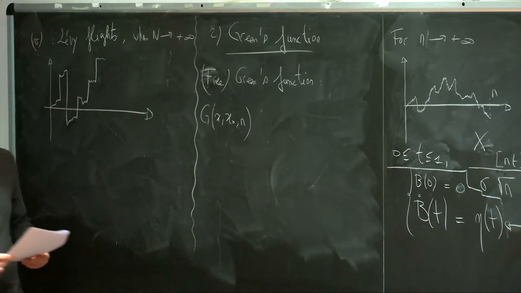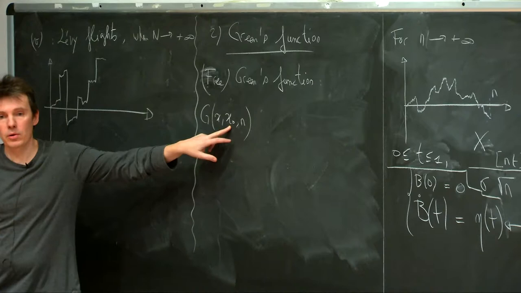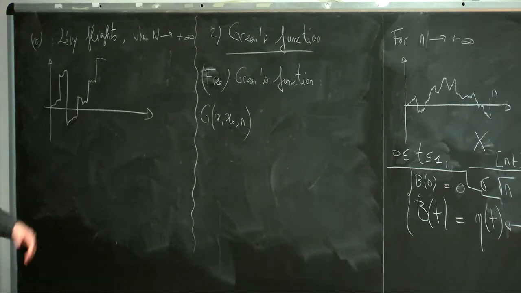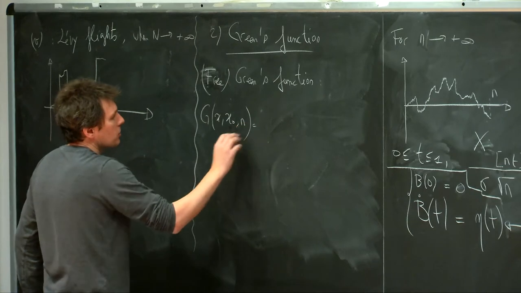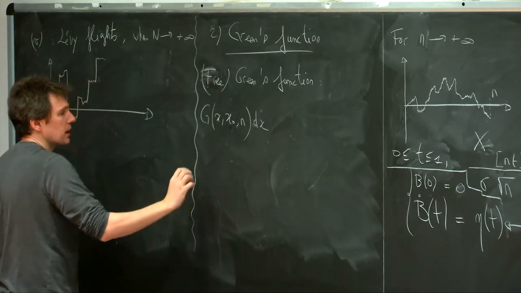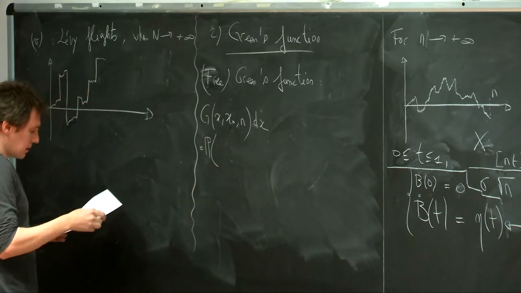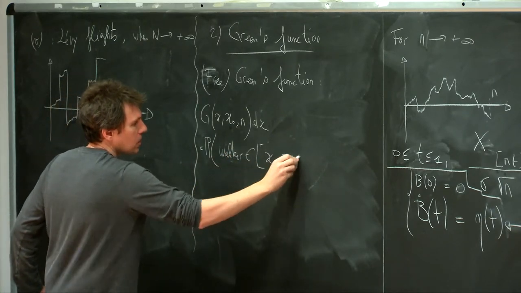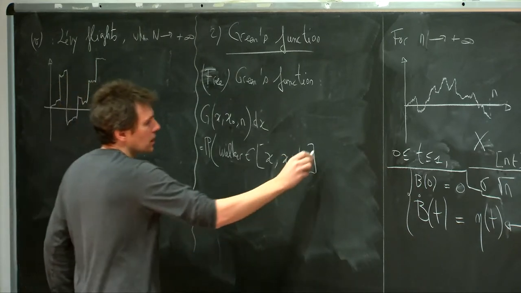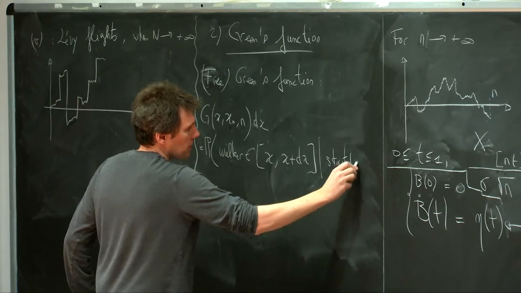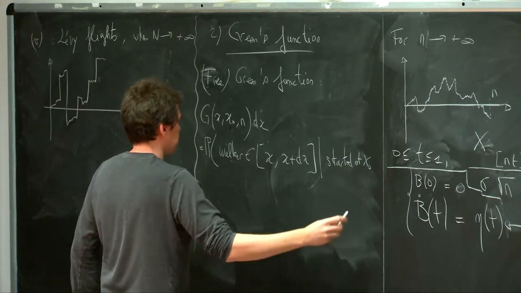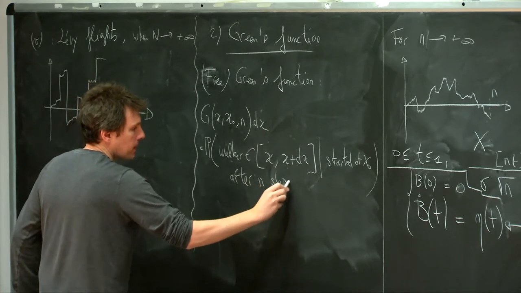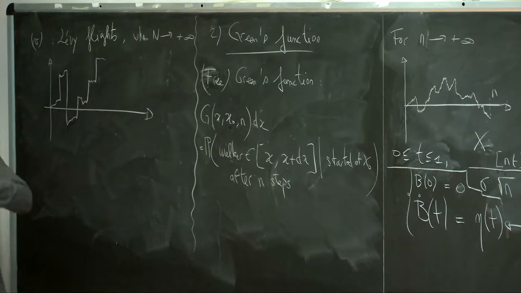So that's the probability density. x naught is the starting point. So you are considering a trajectory, basically, that starts at x naught and that ends at x, roughly speaking. And this is a density. So if you look at dx of that, then this is the probability that the walker is within the interval x plus dx, given that it started at x naught. So this is the probability that the walker is in x plus dx after n steps, given that it started at x naught, X at t equals 0.